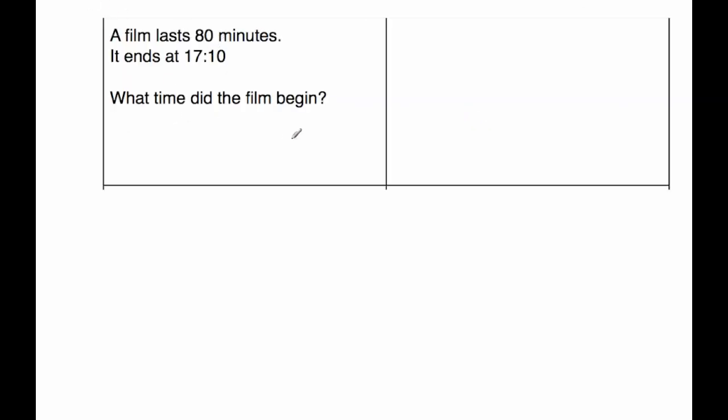Okay, our next question is a time question. It says a film lasts 80 minutes. Well, 1 hour is 60 minutes, and then we've got 20 minutes more, so it's 1 hour 20 minutes. That is the duration of the film. And it ends at 17:10, which is 10 past 5. What time did the film begin? So we want to find 1 hour and 20 minutes before 10 past 5.